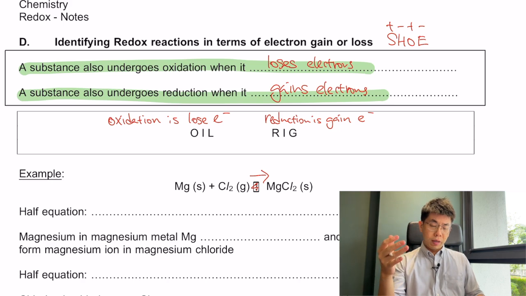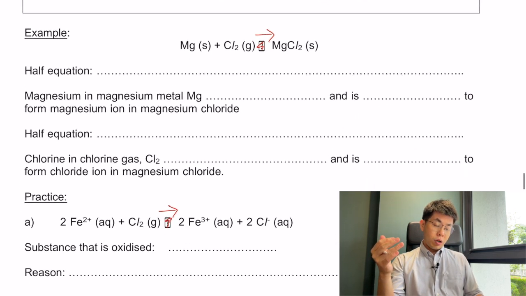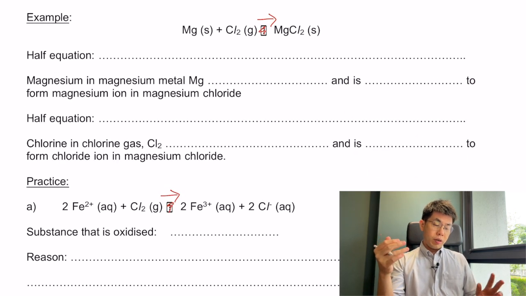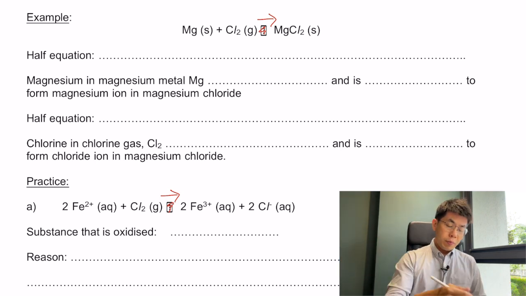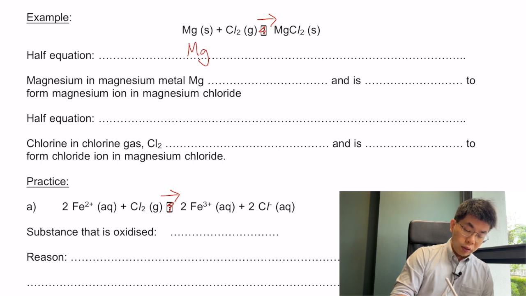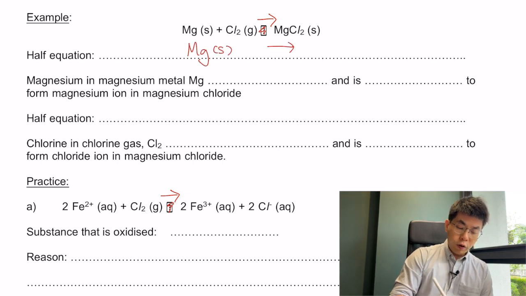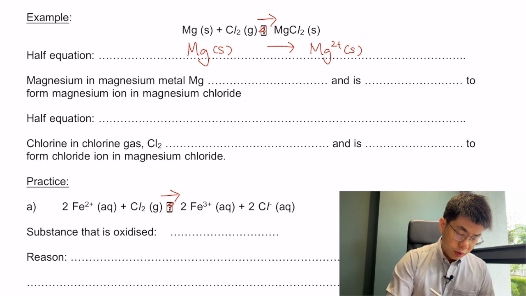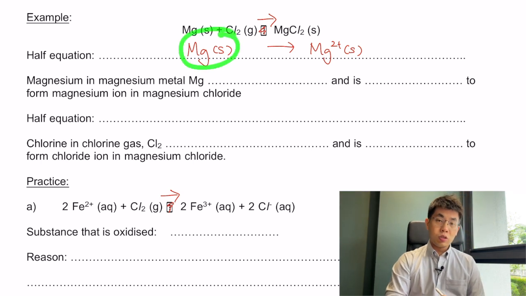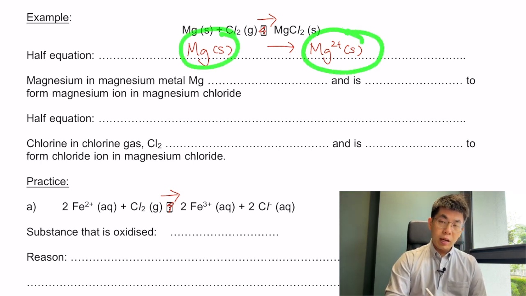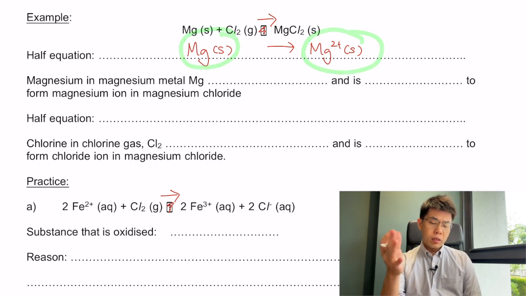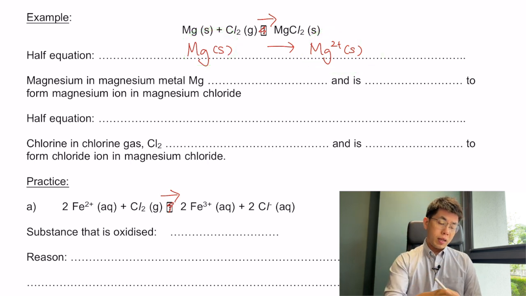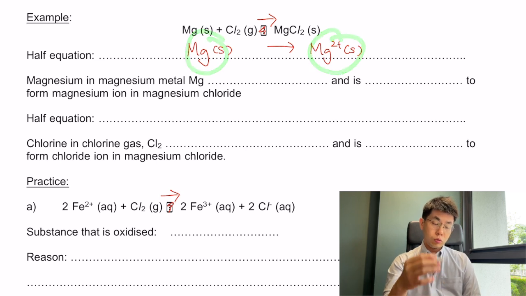So let's look at one example first. Okay, so over here we got magnesium solid reacting with chlorine gas to form magnesium chloride solid. So what happens is that this magnesium solid would actually react to form magnesium ions in the product. You can see that on the left side it's Mg and there's no charge here, and on the right side there's an Mg2+, right? And it is not balanced. On the left side I got no charge, on the right side I got two positive charges.